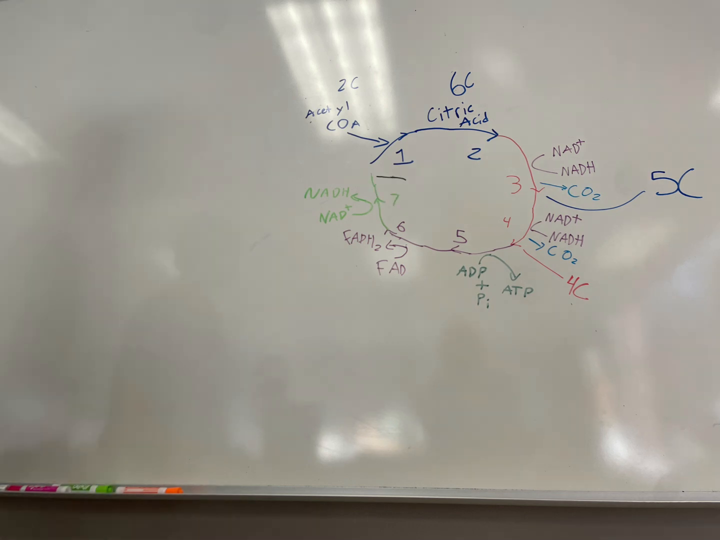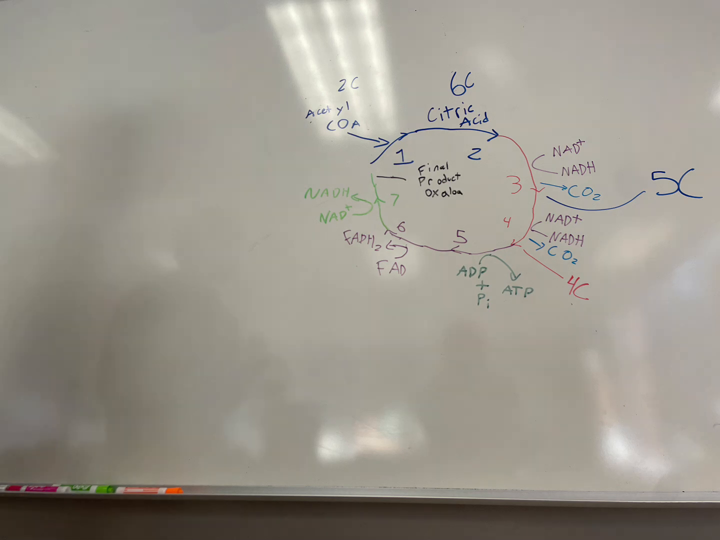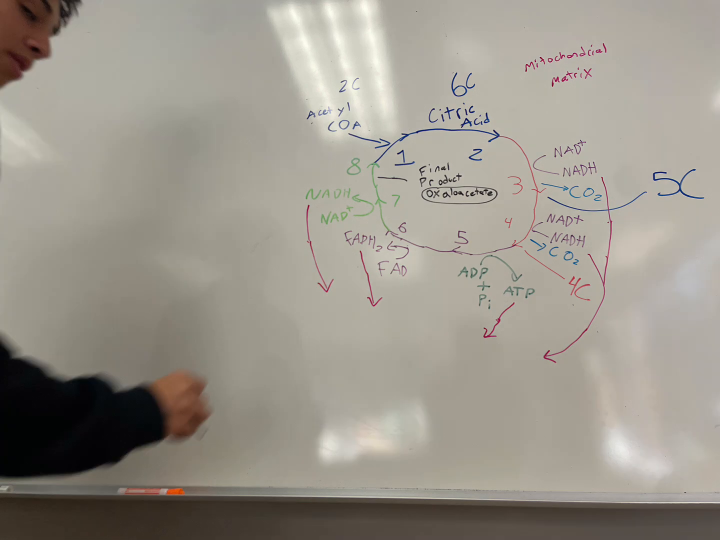Then another NADH is made. From here, we get another oxaloacetate, which is used to make the cycle go round again. All this happens in the mitochondrial matrix, and the electron carriers and ATP are used in the ETC.